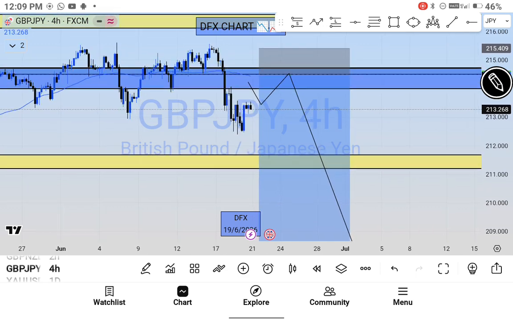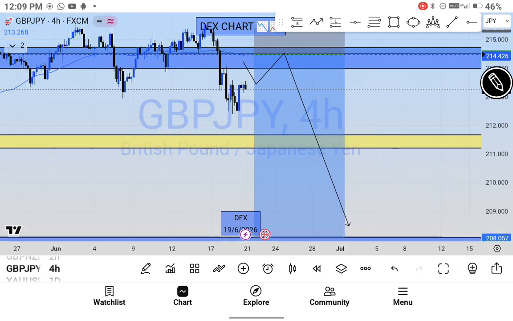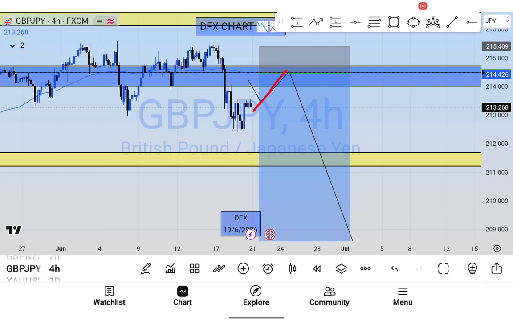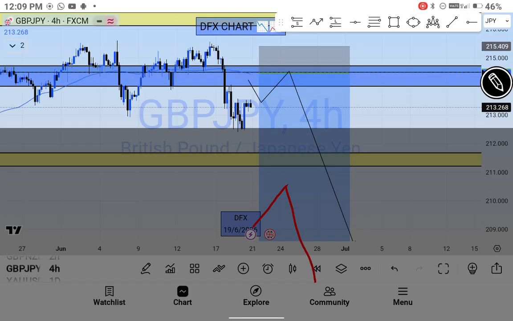All right, so we wait for the market to pull back to this point, then we sell to the downside.